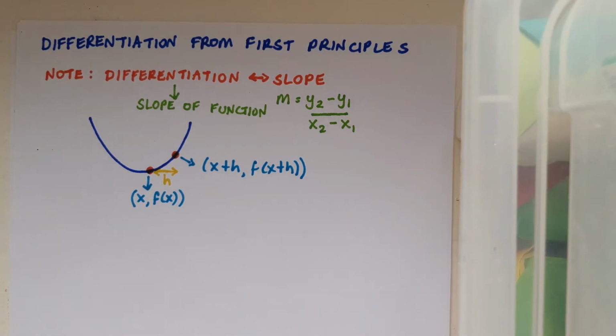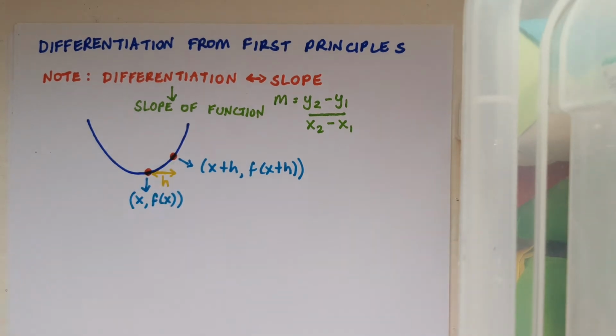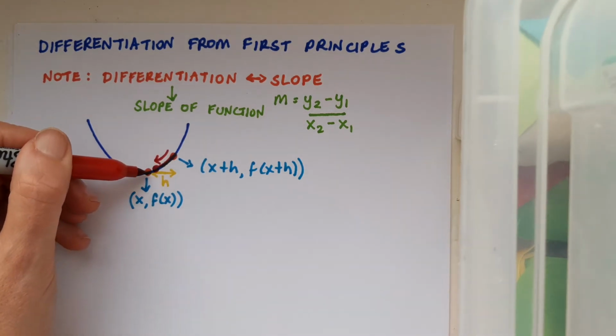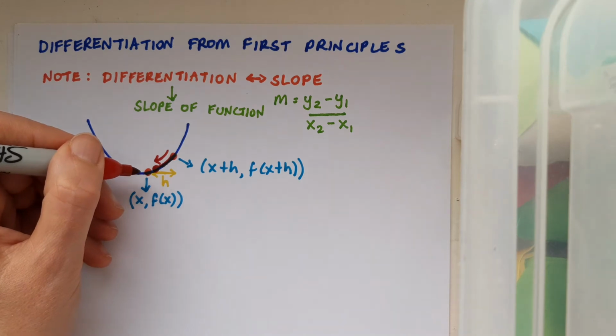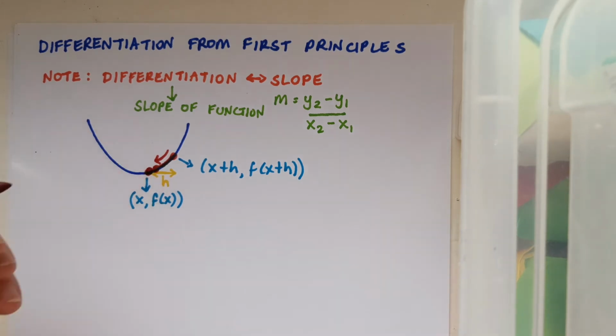And what we want to do is squeeze this h down by bringing this second point, x plus h, f of x plus h, closer and closer and closer into our x, f of x point. And what I'm really aiming to do is to make the x plus h, f of x plus h point sit on top of the x, f of x point. So really what I'm doing is squeezing down the distance between them until it's 0.